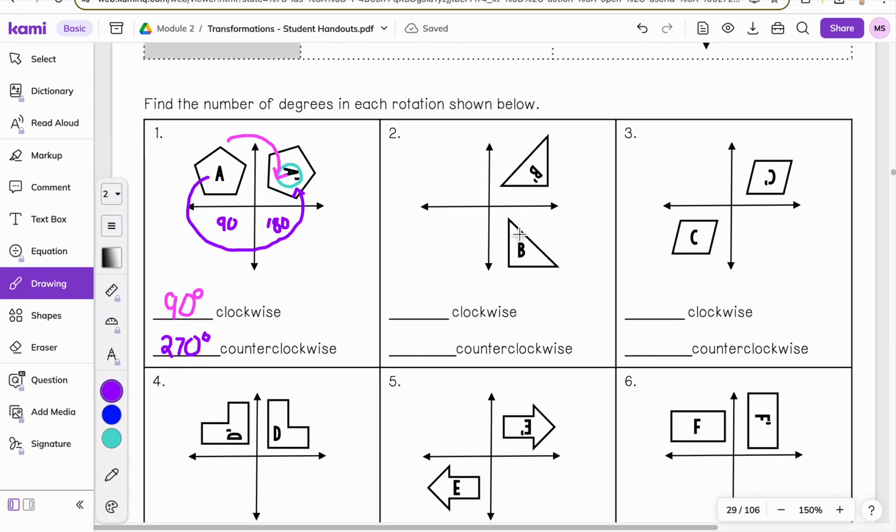All right, so let's look at problem 2. We're starting here. If I'm going clockwise, I'll change it to the same color I did clockwise earlier. So clockwise, I'm starting here. This is 90. This is 180. This is 270 degrees clockwise, which is the same as 90 degrees counterclockwise.